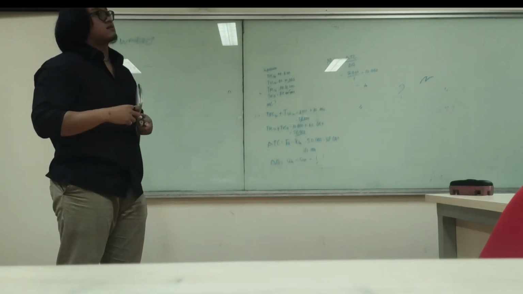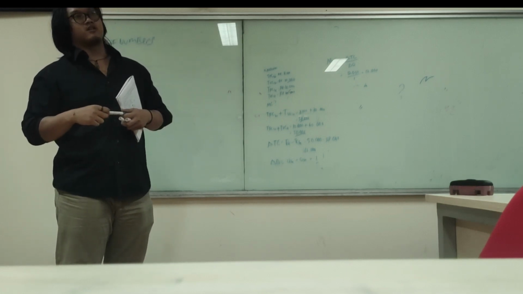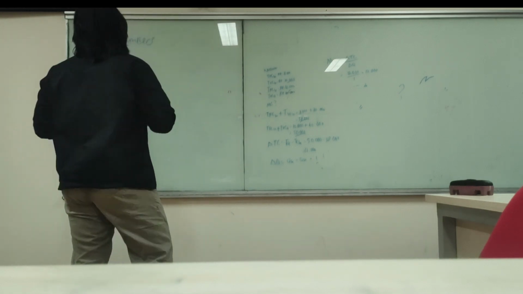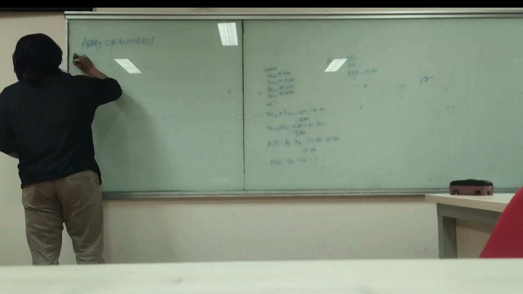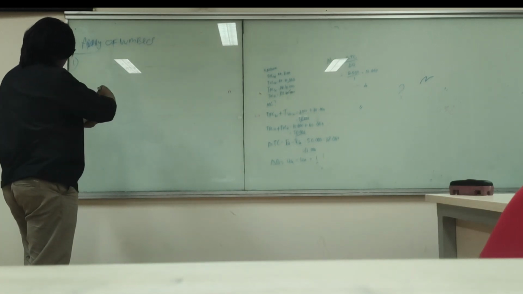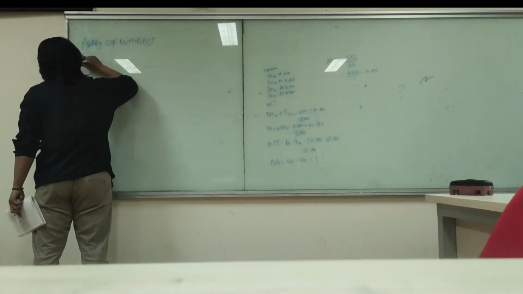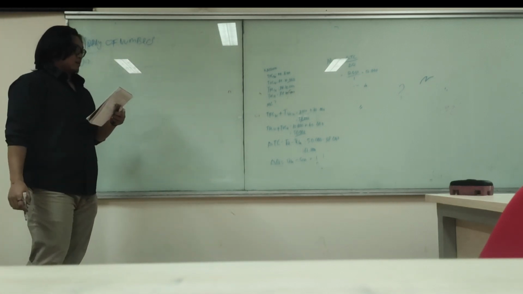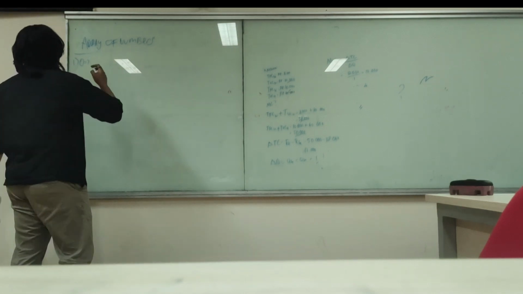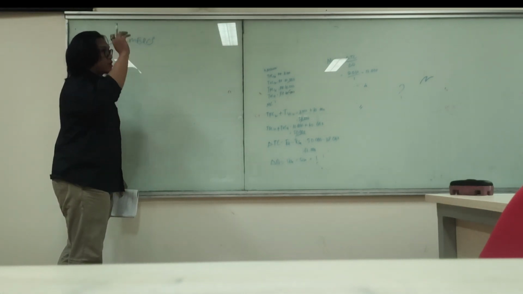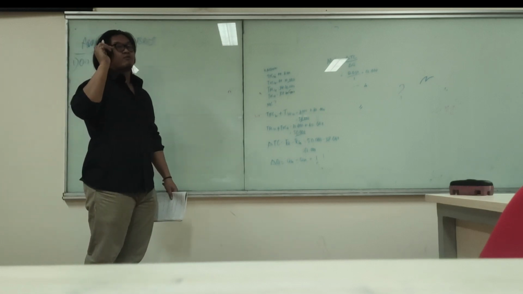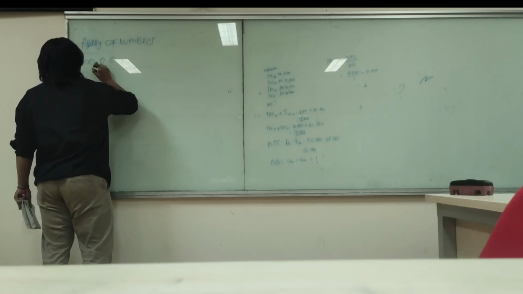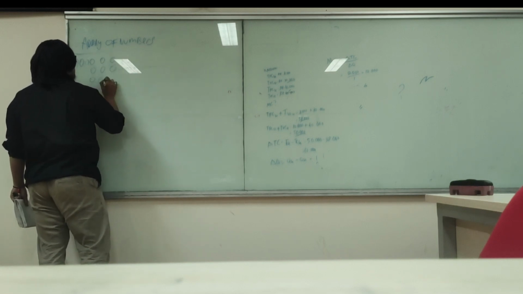So matrices are divided into 6 types that I know. The first type of matrix is the zero matrix. So what is the zero type? All the elements, all the columns and rows, are 0. There is no specific value in it. So 0, 0, 0, 0, 0, 0, 0, 0, 0.